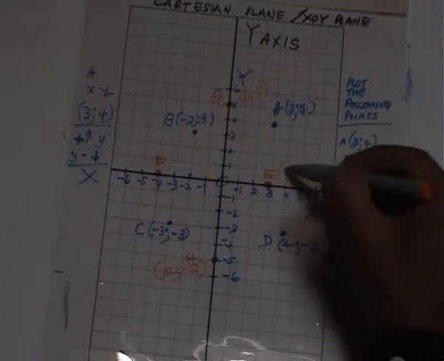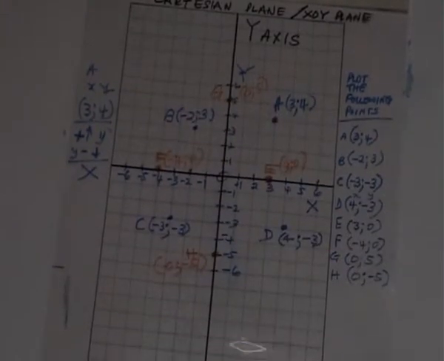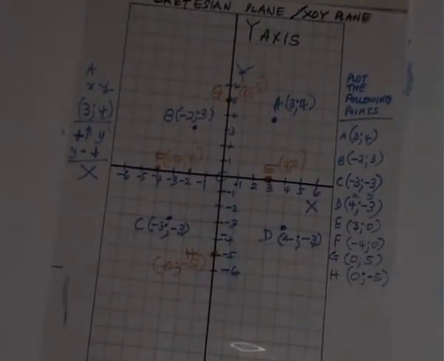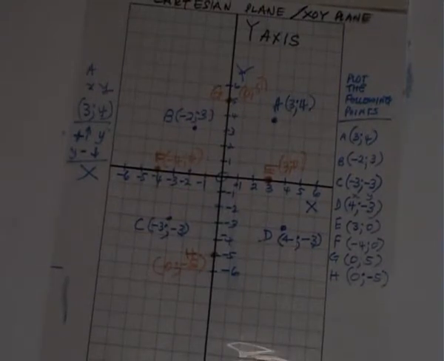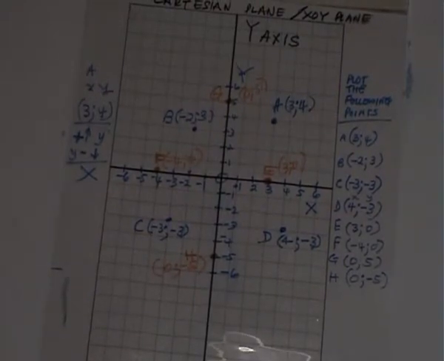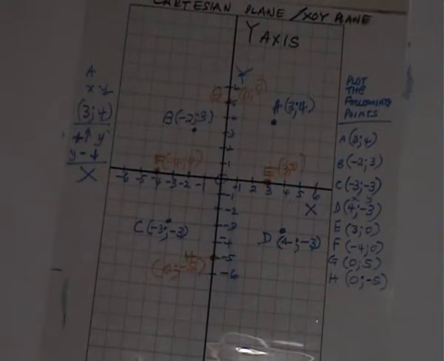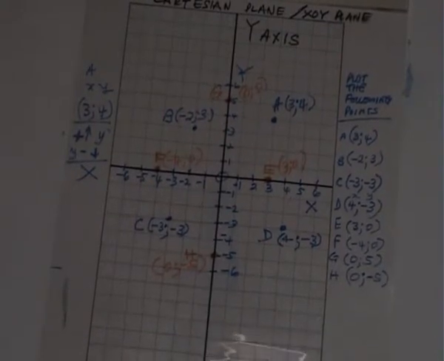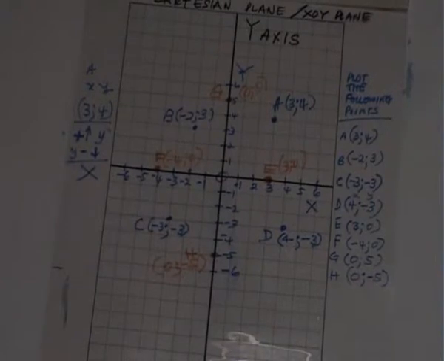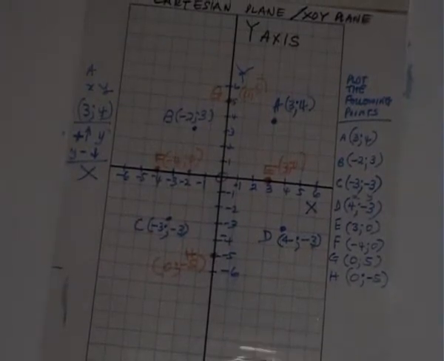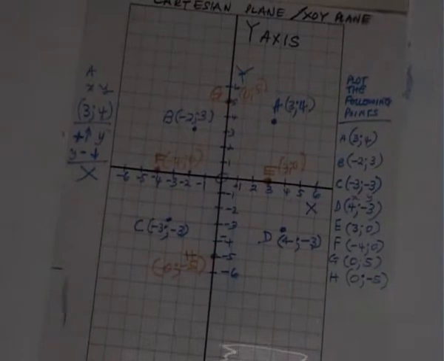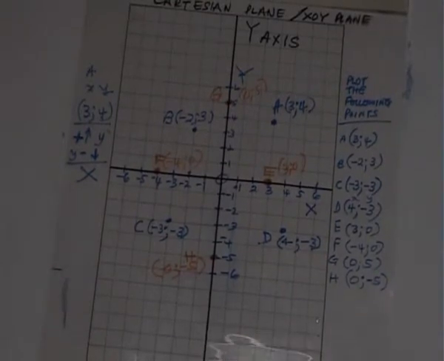E, there's E. E is 3, 0. And what was F? F was minus 4, 0. It's important to write the ordered pairs down like that, so that if we are marking it, or if you yourself are checking your work, you can check whether it's right or wrong. Alright, so this is a little exercise teaching you how to plot points. So what I'm going to do now is give you a little exercise like this, and you will plot those points.